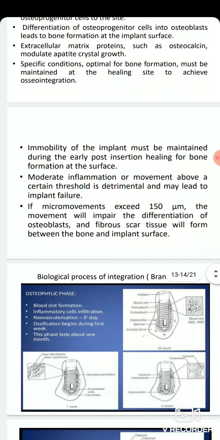Along with this, immobilization of the implant must be maintained during the early post-insertion healing for bone formation at the surface. Moderate inflammation or movement above a certain threshold is detrimental and may lead to implant failure. If micromovements exceed 115 microns, the movement will impair the differentiation of osteoblasts and fibrous scar tissue will form between the bone and implant surface.